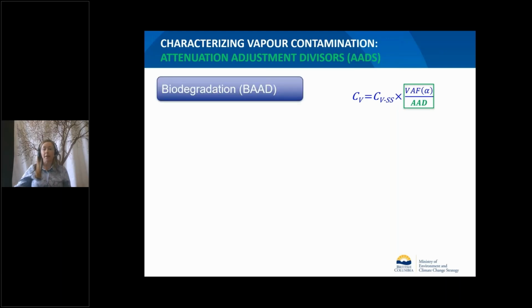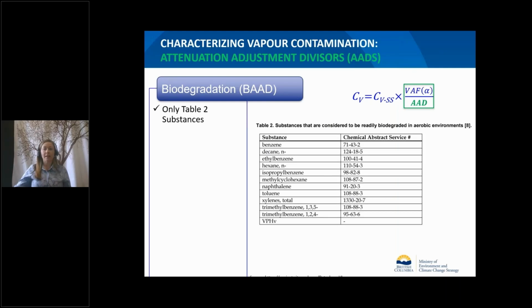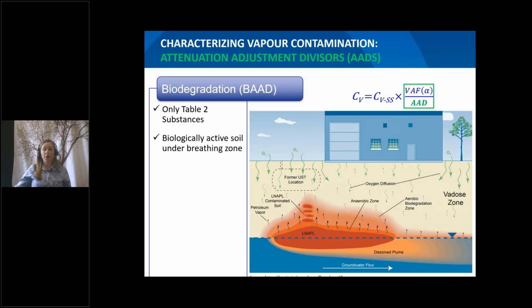The first is the biodegradation AAD, or BAD, to account for attenuation that occurs as a result of biodegradation of some substances. So the first key point about the BAD is that it can only be applied for substances listed in Table 2 of Protocol 22, which is shown here. Other key criteria for use of the BAD include that it can only be used when there is a biologically active soil under the entire breathing zone.